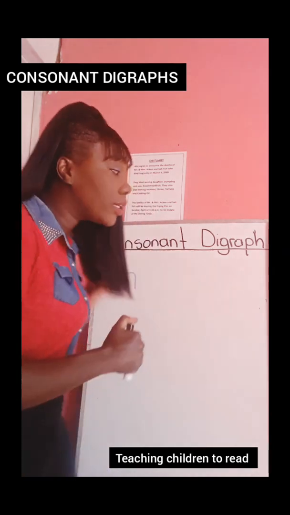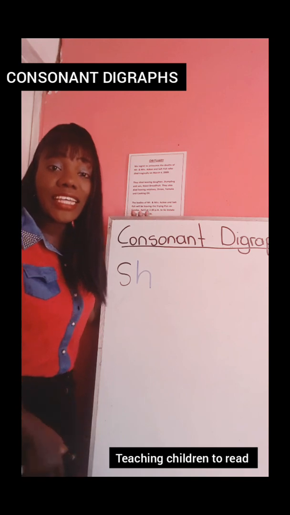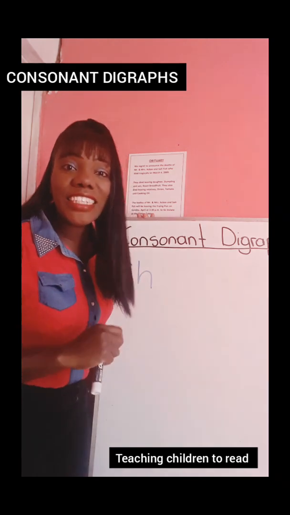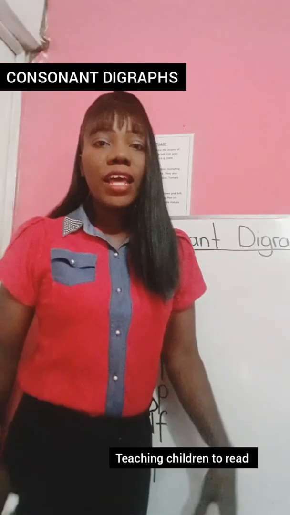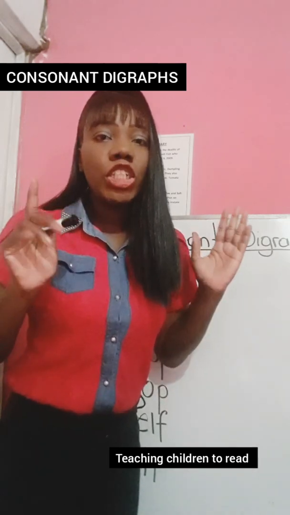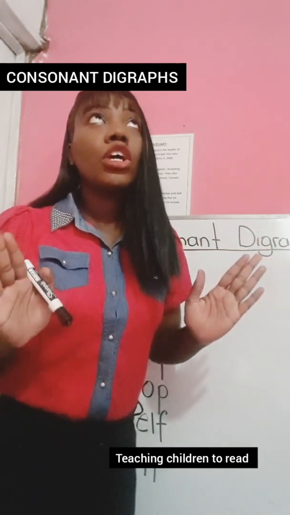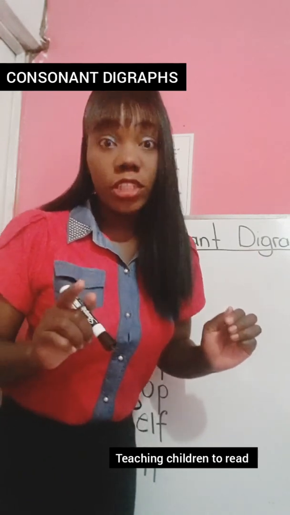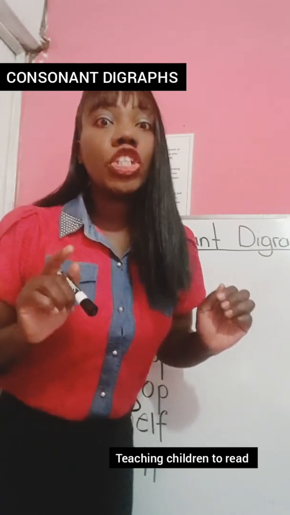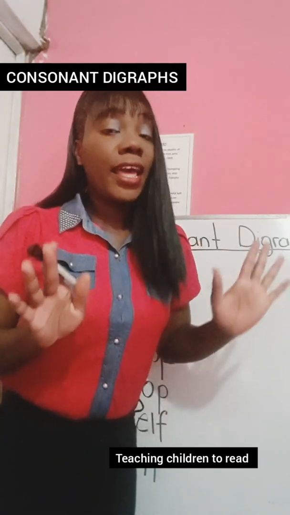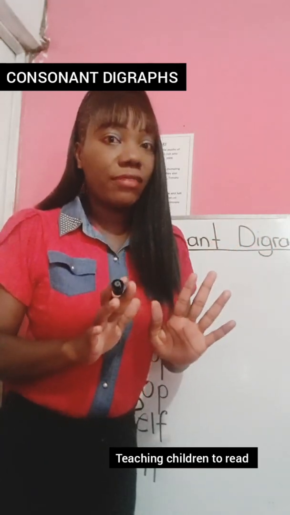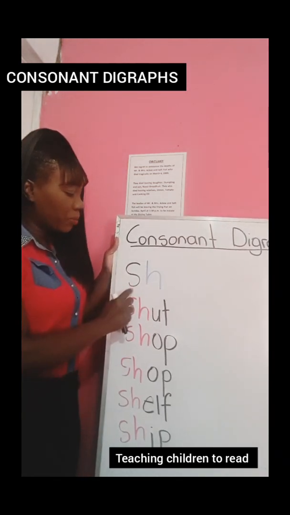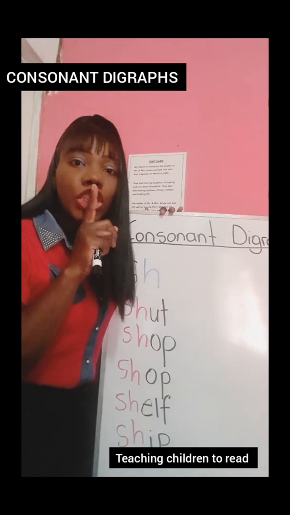So the only sound that you hear S and H say is shh. And that is the sound for SH. Now let's think of some words that say shh when we call them. Shop, shut, shirt. So those words have the SH digraph. And here we have some of them here, and we're going to pronounce them. Remember, S and H says shh.